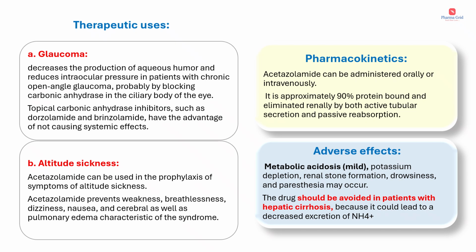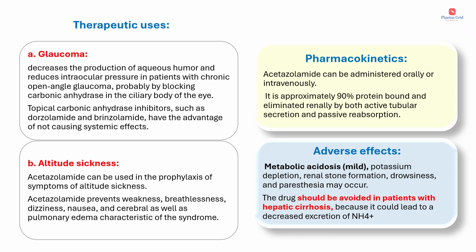And the next use is altitude sickness. Acetazolamide can be used in the prophylaxis of symptoms of altitude sickness. Acetazolamide prevents weakness, breathlessness, dizziness, nausea, and cerebral as well as pulmonary edema characteristic of the syndrome. Other than this, acetazolamide can be used to alkalinize the urine. Now regarding the pharmacokinetics, acetazolamide can be administered orally or intravenously. It is approximately 90% protein bound and eliminated renally by both active tubular secretion and passive reabsorption.